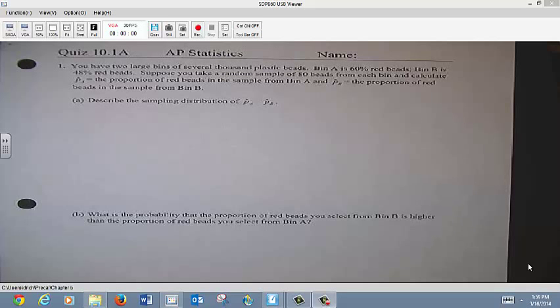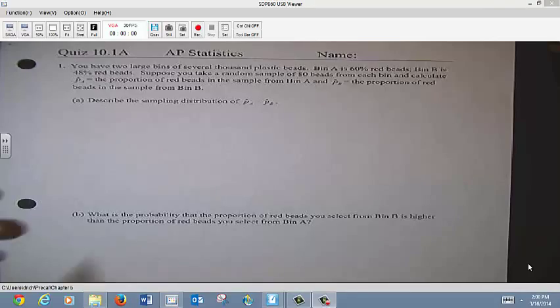AP Stats. Here we are back working on the second part of your notes, the quiz 10.1a, and hopefully you've taken a second to try the problems on the front and the back of this page. If you haven't, pause the video and give it a try, and then we'll check the answers together.